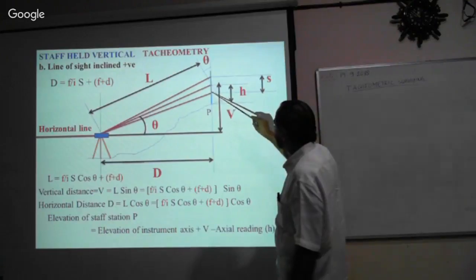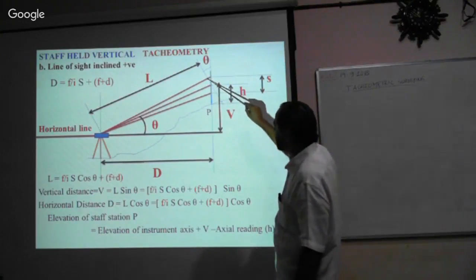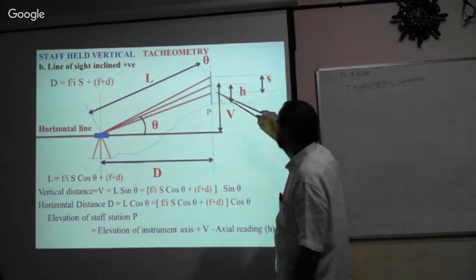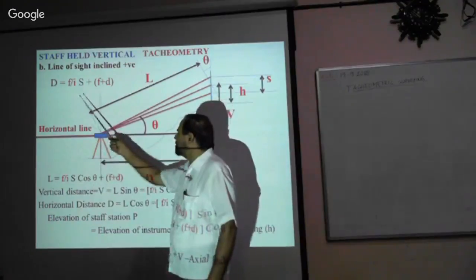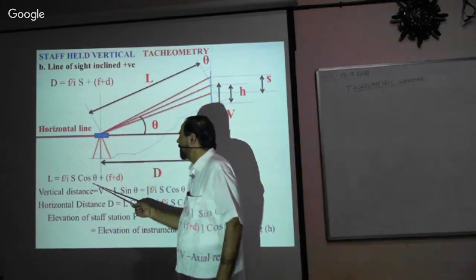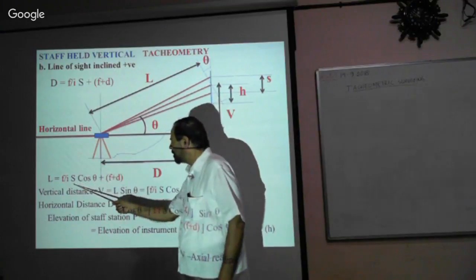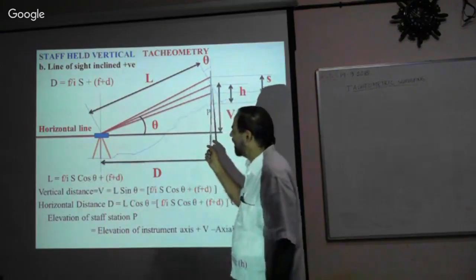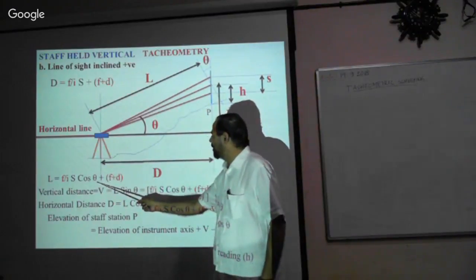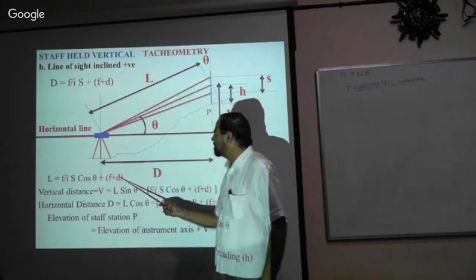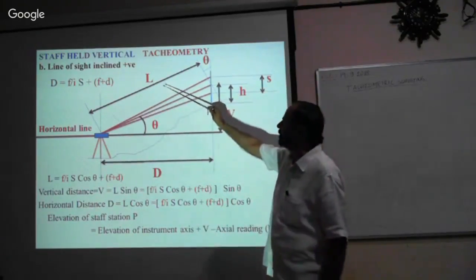Now, from this triangle we can compute the distance between this location and this, isn't it? Therefore, this S becomes L cos theta. The instrument constant, theta, and S are known: we have the top hair reading and bottom hair reading difference, and theta we have measured. Then with the instrument constant, L can be computed. We got L.